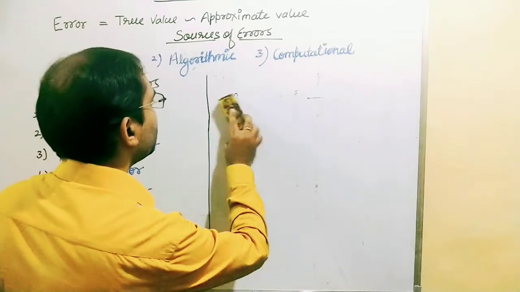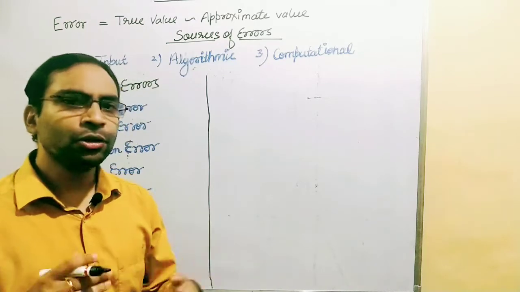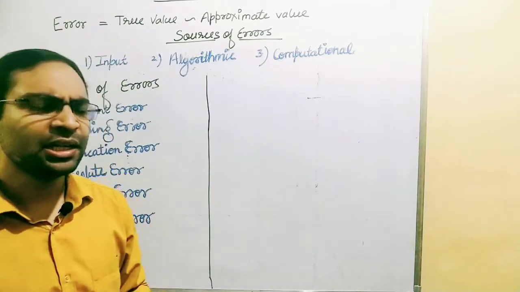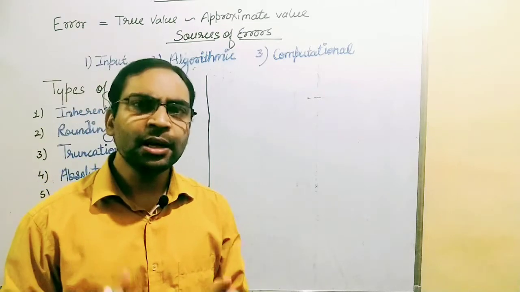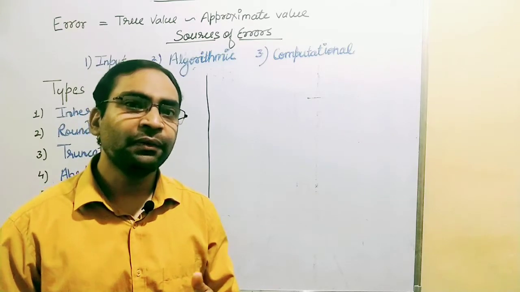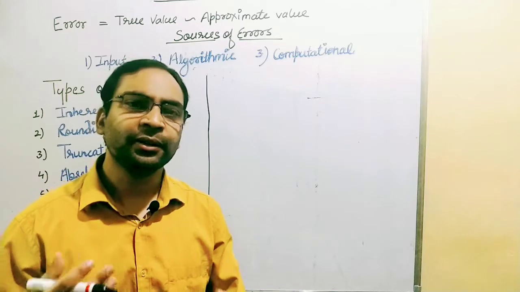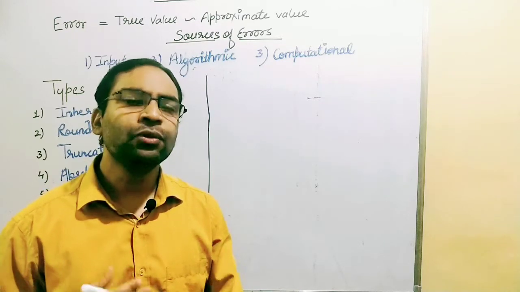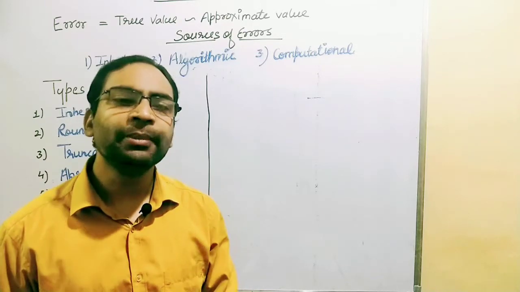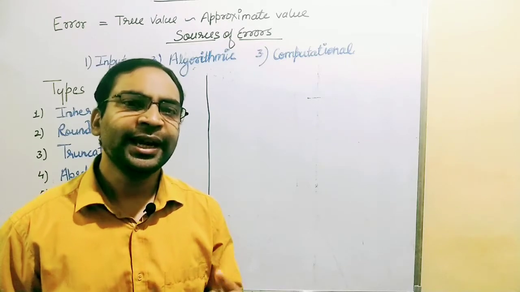The next is algorithmic errors. The algorithmic errors appear due to the steps involved in the algorithm. In many cases, we limit the number of steps in the algorithm. On the other hand, if we had performed infinite iterations in the algorithm, we would have achieved the perfect solution. But due to limitations, we always limit the number of steps in the algorithm.